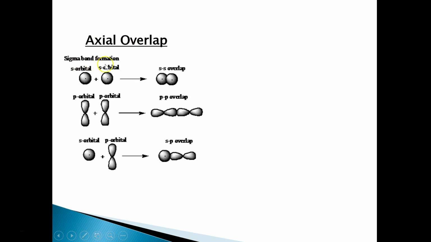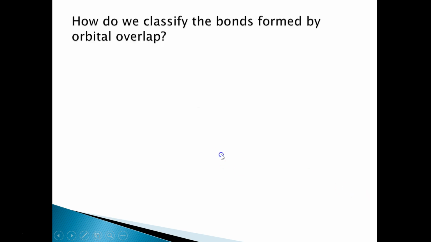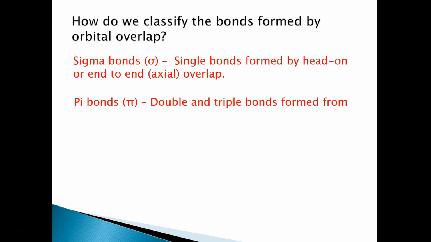Then the sideways overlap occurs here above and below the plane of a sigma bond. Okay, and those bonds that are formed above and below the plane are known as pi bonds. So summing up, sigma bonds are formed by the head-on or end-to-end overlap of atomic orbitals, and pi bonds are formed from the sideways overlap of atomic orbitals.